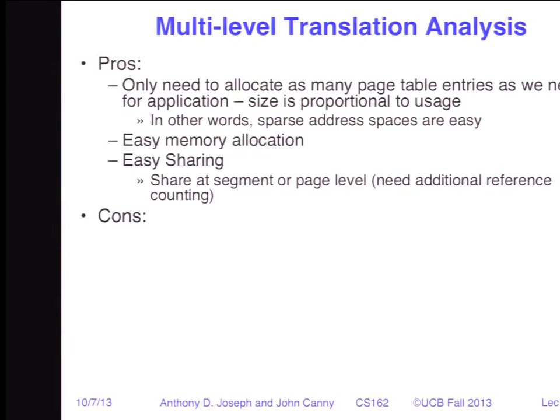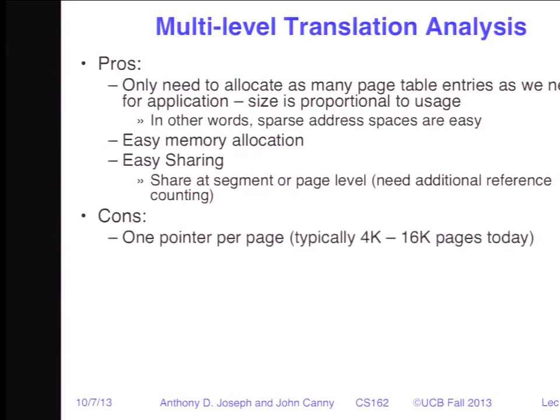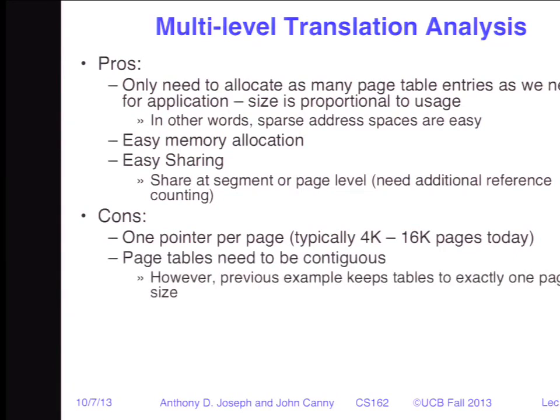But there are a lot of disadvantages. We have one pointer per page, typically for 4 to 16 kilobyte pages. So when we start to have machines that have a terabyte of memory, that is actually a lot of pointers that we could potentially have to maintain. Especially on 64-bit address machines, these page tables have to be contiguous. The examples I showed you, the page table is only one page, but page tables could be definitely much larger than a single page.